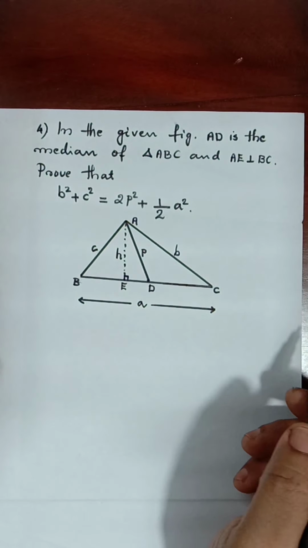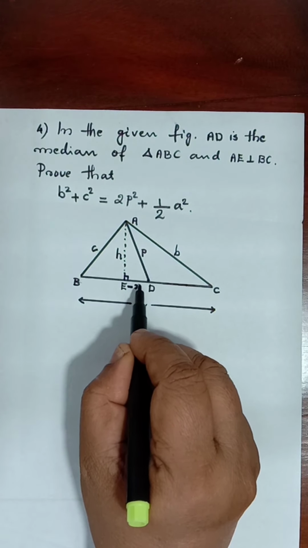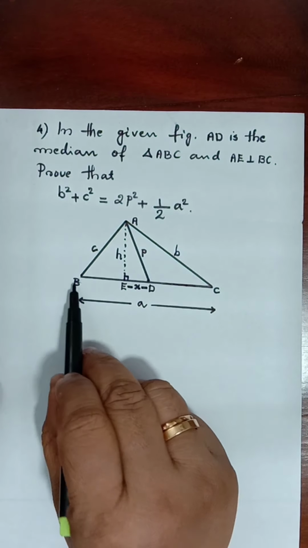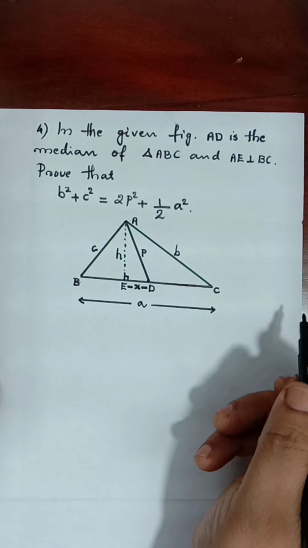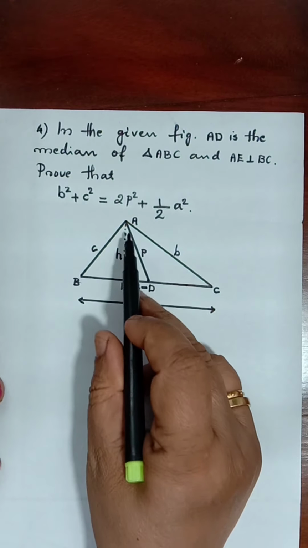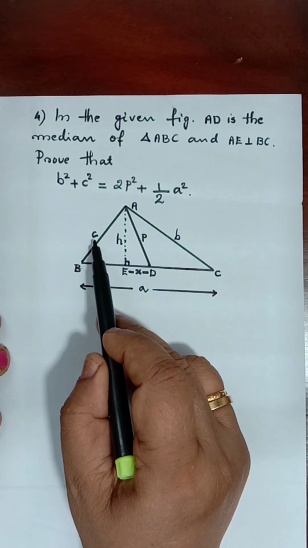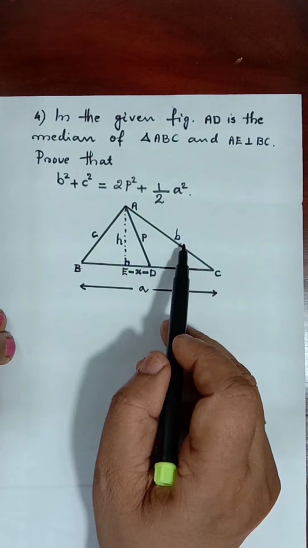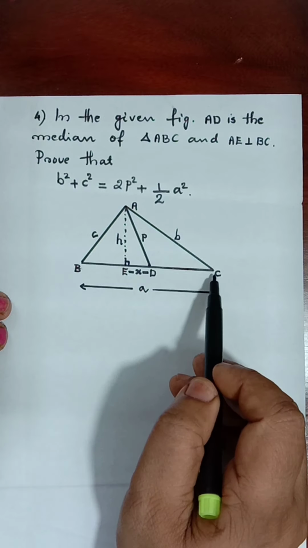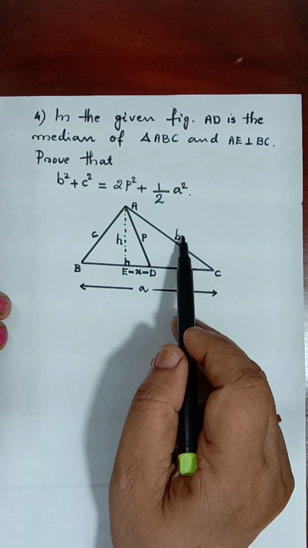So how do we prove that? Already a perpendicular is there. Let us consider ED as x. This length ED as x we will consider. DC will be half of a. Similarly, BD also will be half of a. First we will consider right triangle AEC. Here our idea is to prove b square plus c square. So what is this b? b is AC. Therefore AC is a part of right triangle AEC. We will use Pythagoras theorem and find out what b square is.